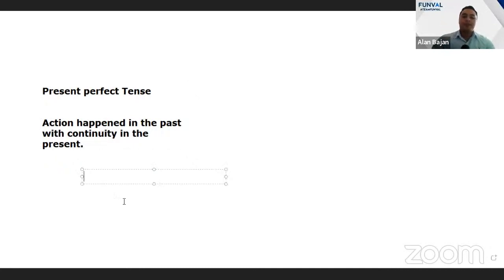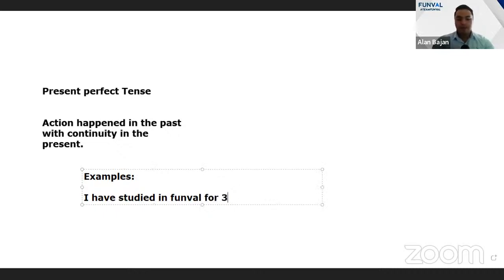For example, I studied in Fumbal. That's simple past, right? A finished action. But present perfect tense is different. I have studied in Fumbal. And in the complement, I add for 3 months. I have studied in Fumbal for 3 months.